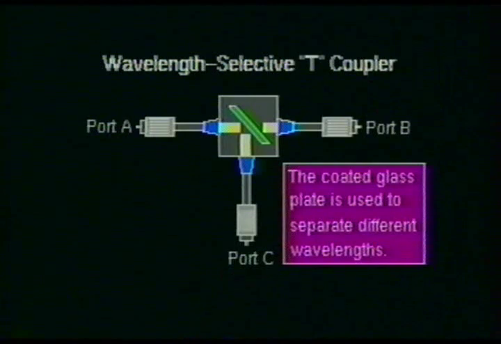Here is another passive T-coupler called the wavelength selective T-coupler. In this particular device, a glass plate is used to separate the beam into its different wavelengths. This is accomplished by coating the glass with a special coating which makes the glass transparent to certain wavelengths while reflecting all others.